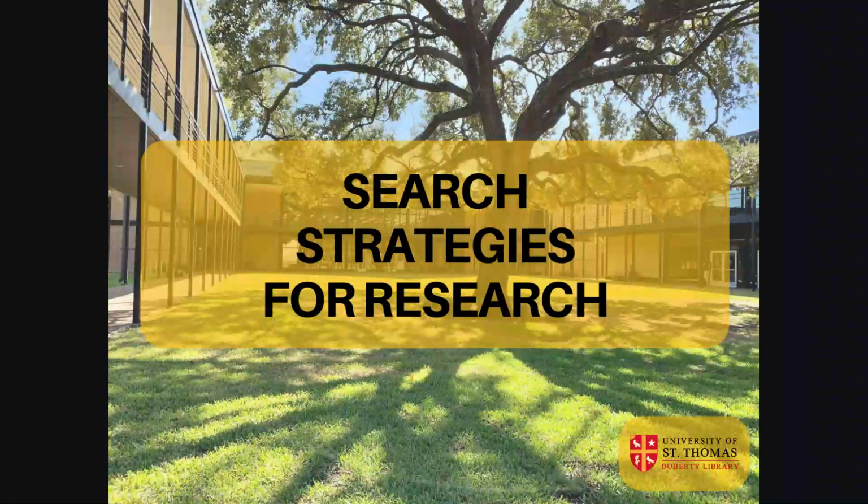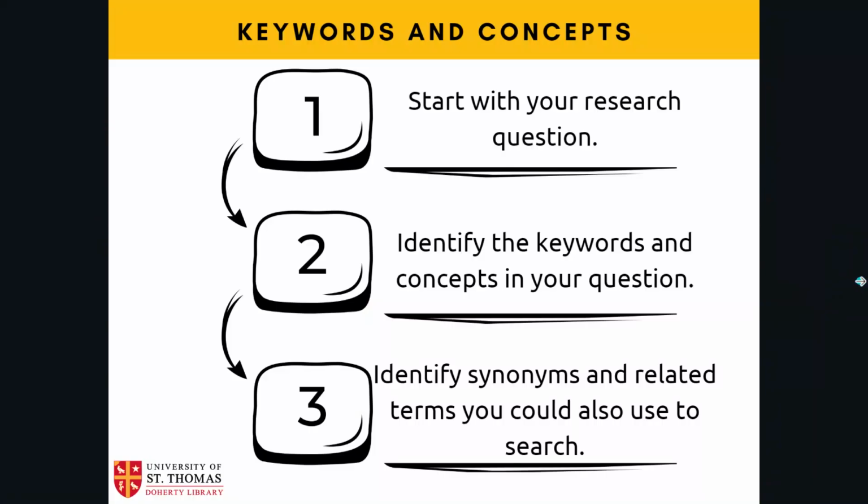In this tutorial, we will learn about different search strategies to help you find resources that will maximize your research. Let's get started by creating a research plan. Whenever you're doing a research project, it's always good to, number one, start with your research question; two, identify the keywords and concepts in your question; and three, identify synonyms and related terms that you could also use to search.